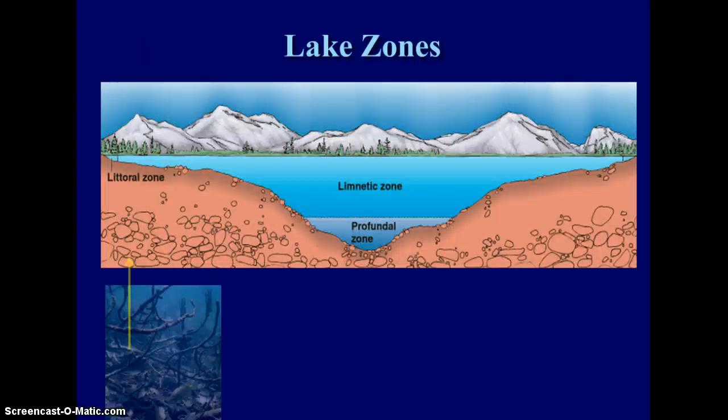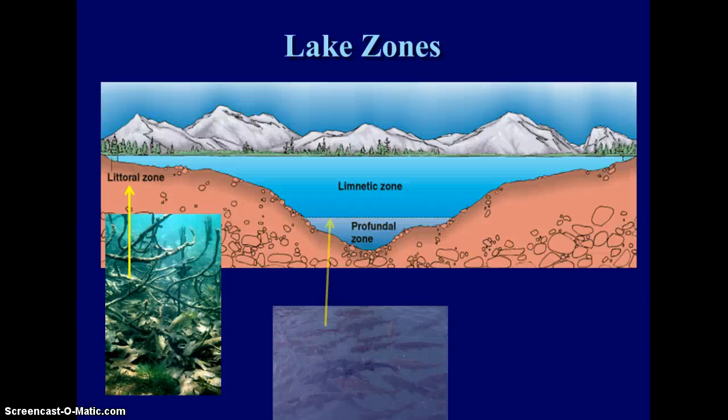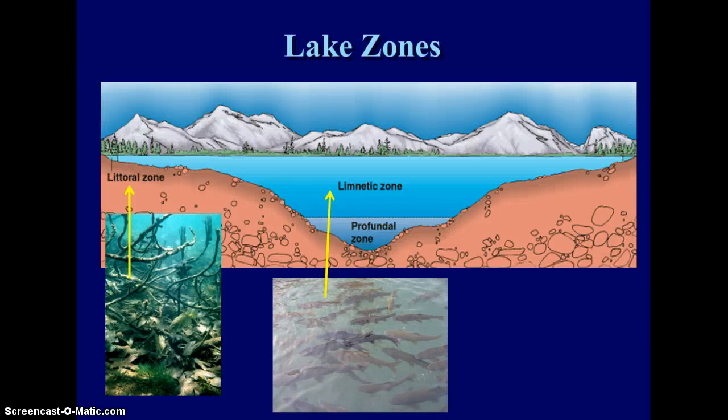All right, so looking at this diagram, your littoral zone is your shoreline. That's the shallow area, and it extends pretty much to where the vegetation stops growing. Your limnetic zone, that's going to be your open lake, where most of your fish are, most of your larger organisms. The surface part of the limnetic zone is lit.